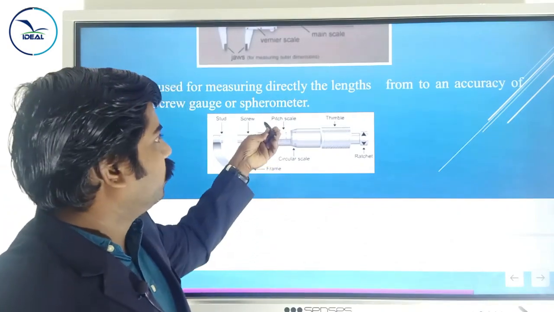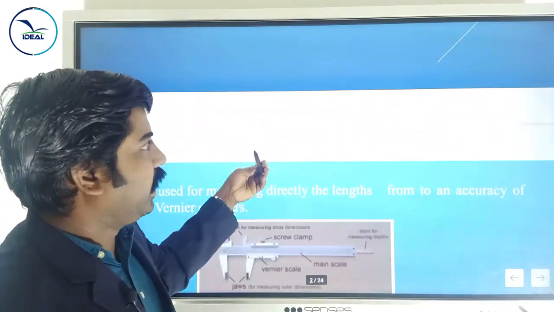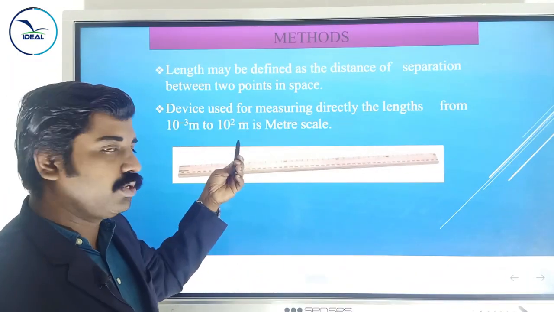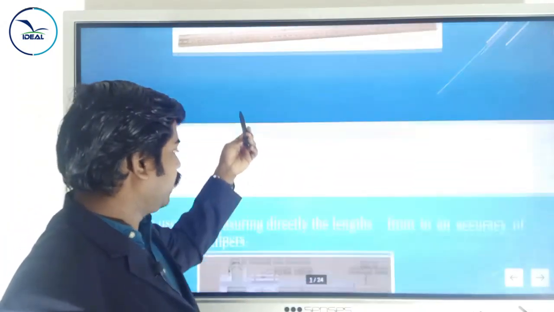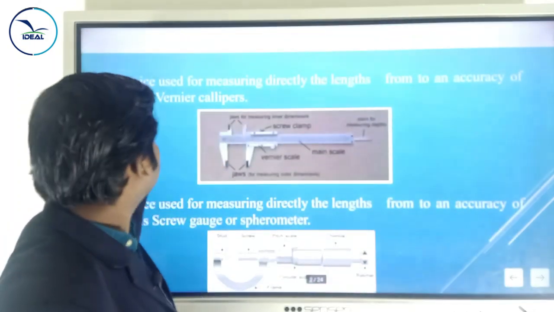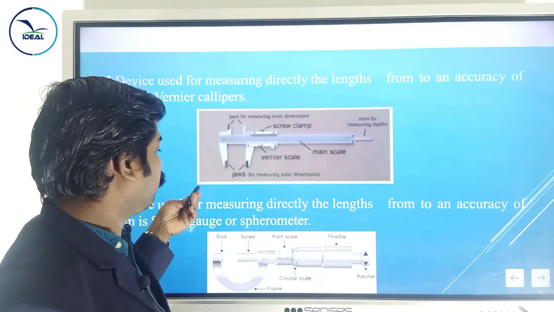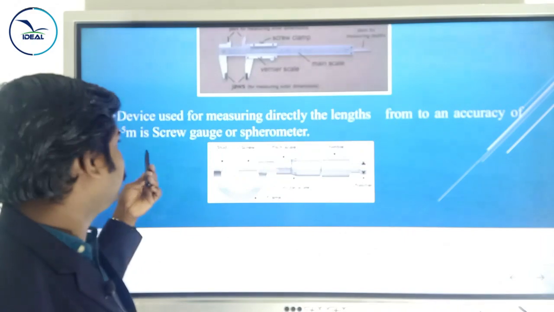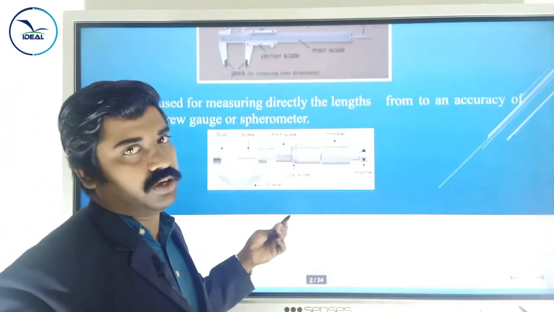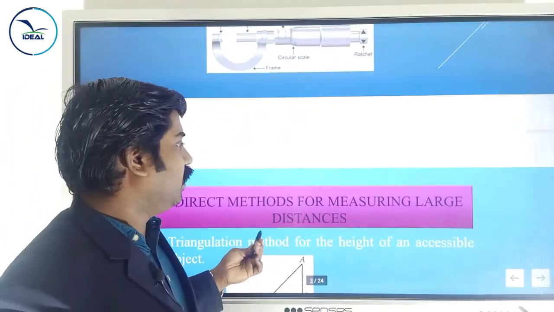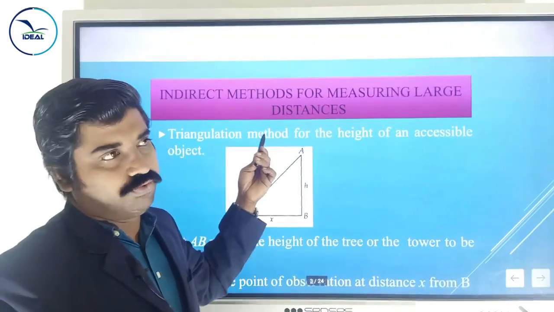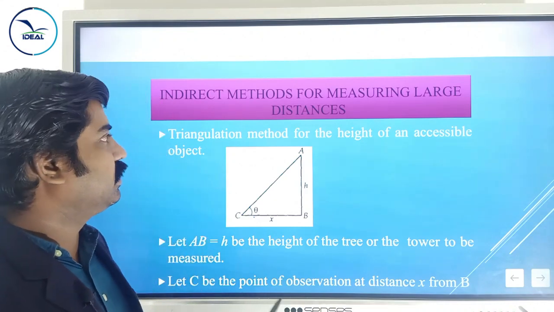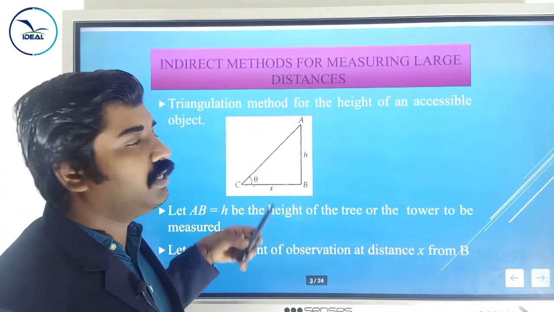Now, a scale is used to measure length with an accuracy from 10 raised to minus 3 to 10 raised to 2, a vernier caliper is used to measure with an accuracy of 10 raised to minus 4, and a screw gauge or a spirometer is used to measure with an accuracy of 10 raised to minus 5 meters. Then there are some indirect methods for finding the largest distances.